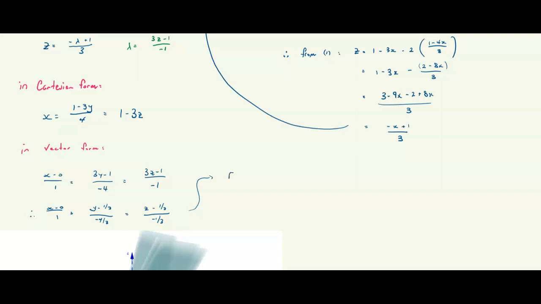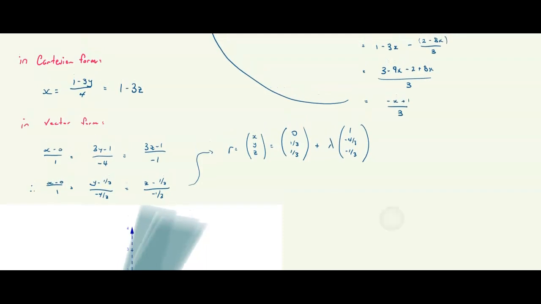that my vector equation, which is r, which is x, y, z, is equal to my position vector, across my numerators, so it'd be 0, 1/3, 1/3, and I would have my parameter lambda, and my direction vector is underneath there in my denominator: 1, negative 4/3, negative 1/3, which could just come back to, just so it's a bit nicer to read, 0, 1/3, 1/3 as a position vector.